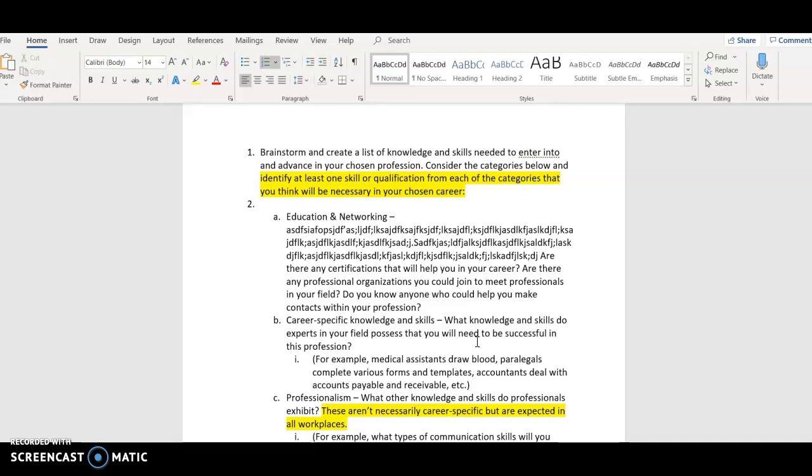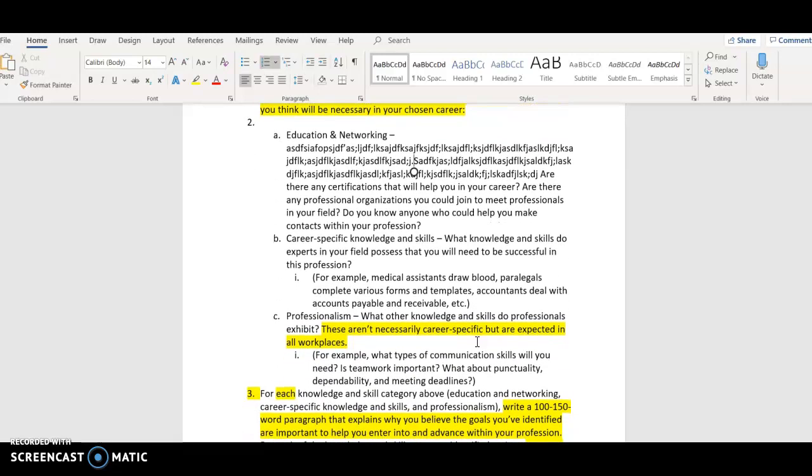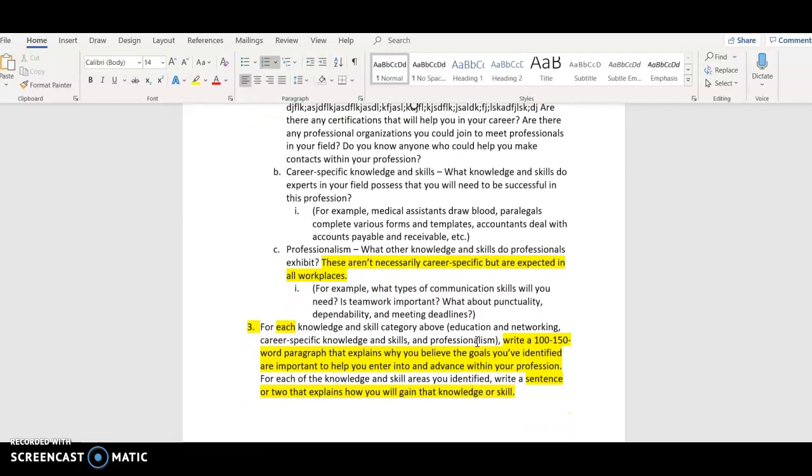Because each section here, the education, networking, the career-specific knowledge and skills, and the professionalism, those are also all going to be about a 100 to 150 word paragraph. Each one should be its own individual paragraph. You indent, you've got your own paragraph. If it's a lot of information, you can make one section into two paragraphs if that fits better for you. Okay.